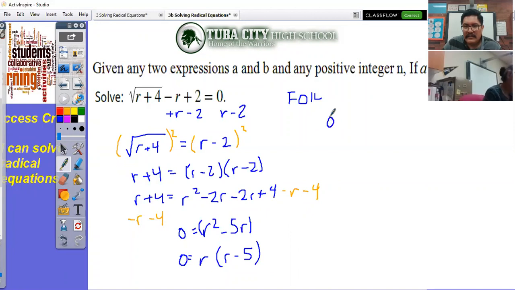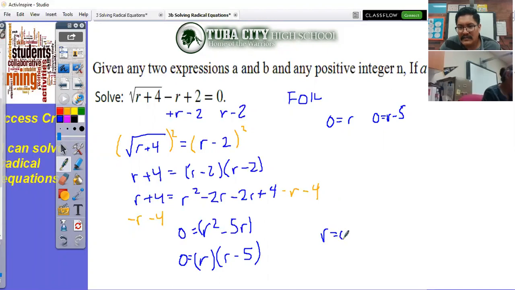Now from here, 0 equals r. I'm going to do the same thing. I'm going to split up the factors. So split them: 0 equals r and 0 equals r minus 5. Now that's an r. It kind of looks like a little tiny radical. But anyway, now we have our answers.